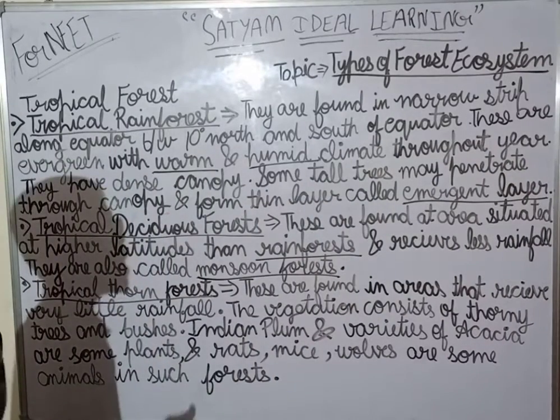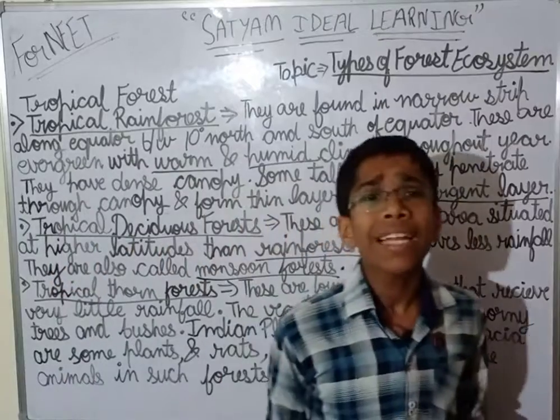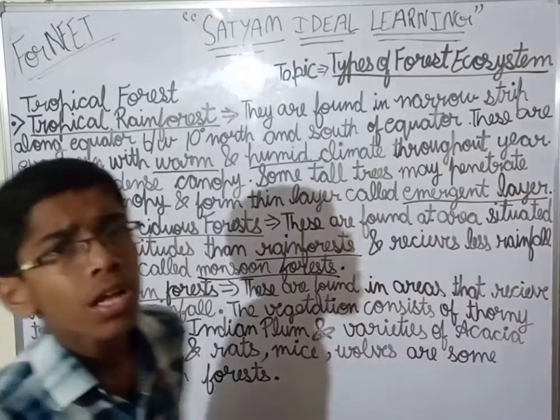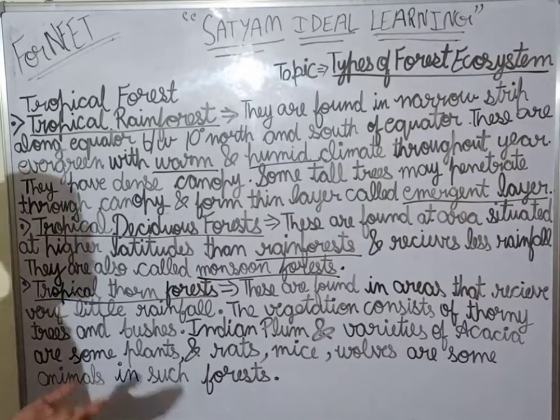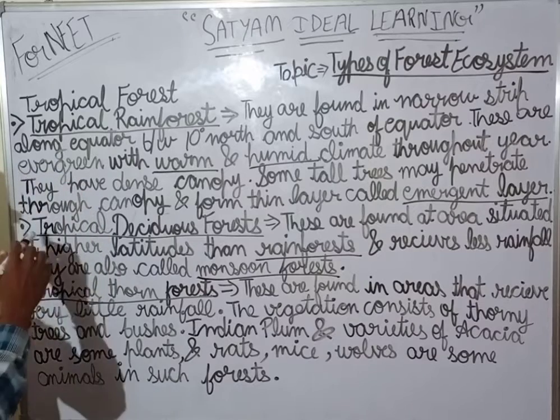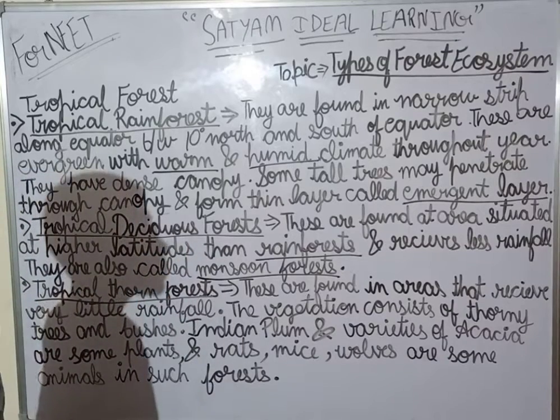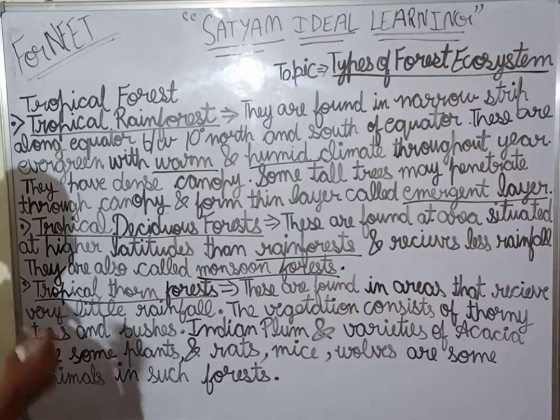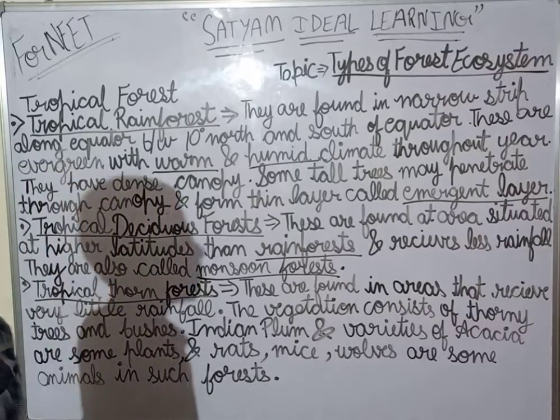And when we talk about the animals, there are many animals like tigers. Deer also come in the tropical deciduous forest. Now we will come to the tropical thorn forest.